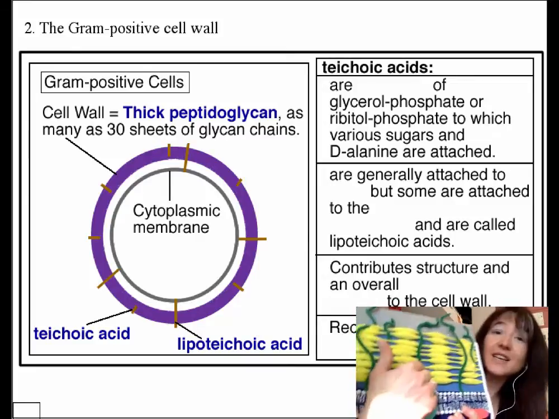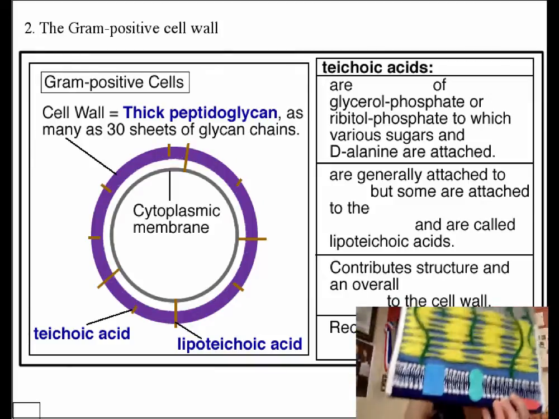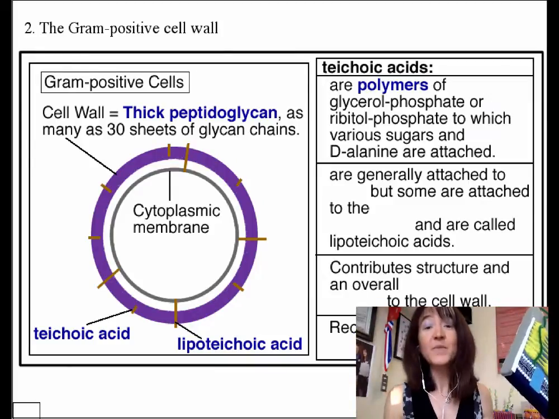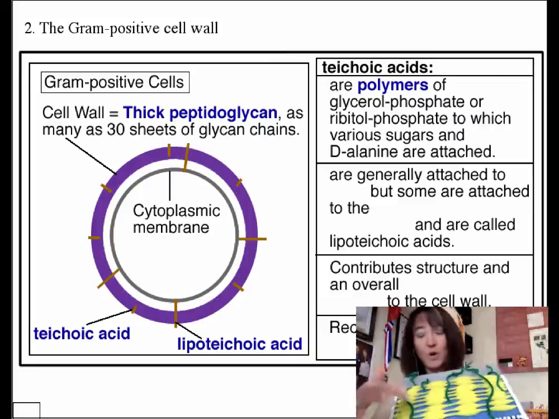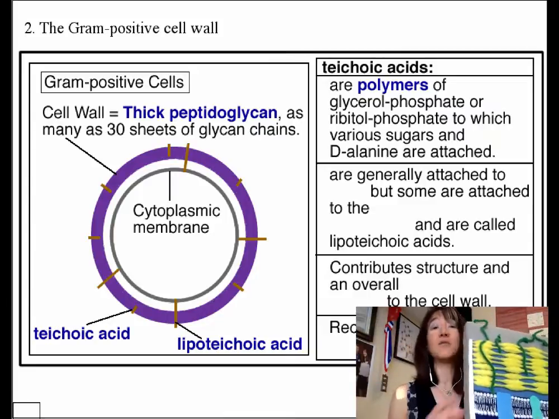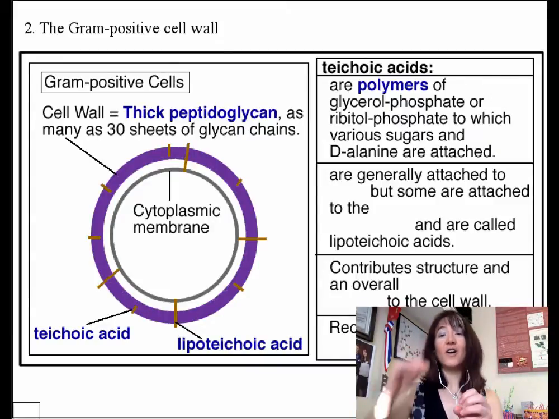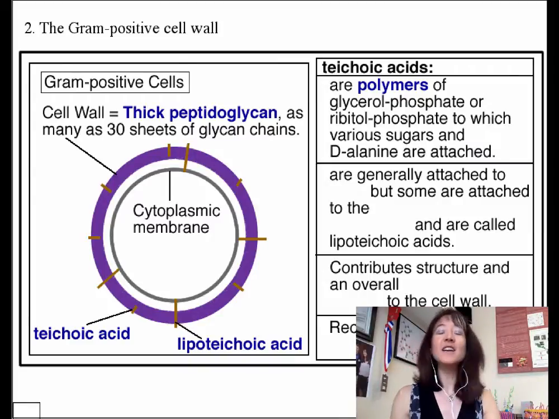So this model is a little off, showing it attached to the glycosidic linkage when it actually is attached directly to the NAM residue. In both cases, both the lipoteichoic and the teichoic acids are comprised of polymers of glycerol and phosphate. That is, they go alcohol, phosphate, alcohol, phosphate. So phosphate, being an anion, is negatively charged. Wait, what? Gram-positive cells are negatively charged?